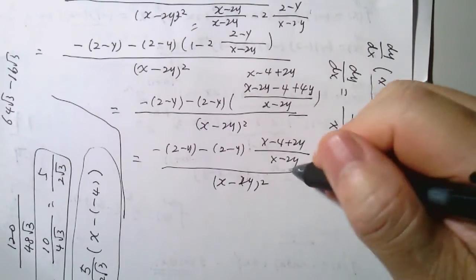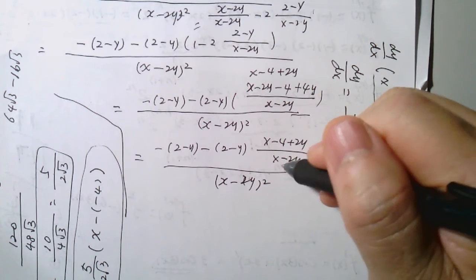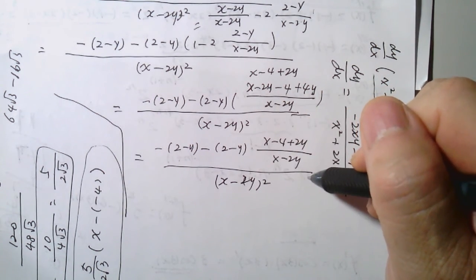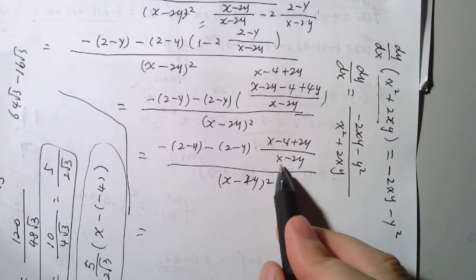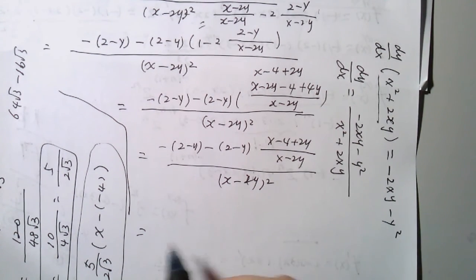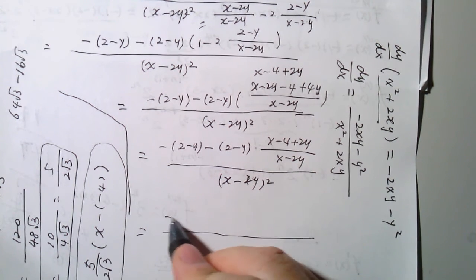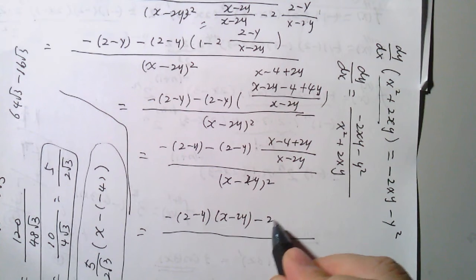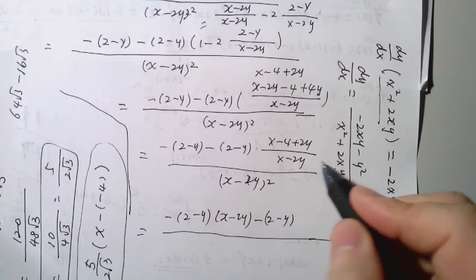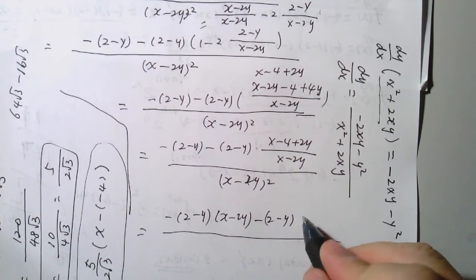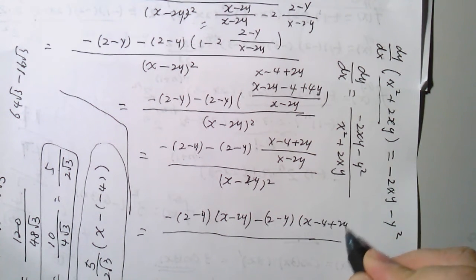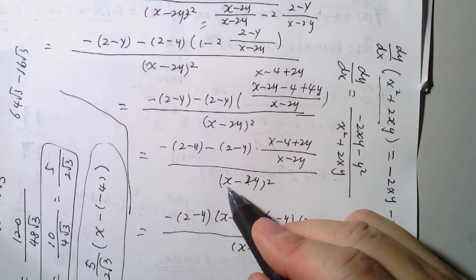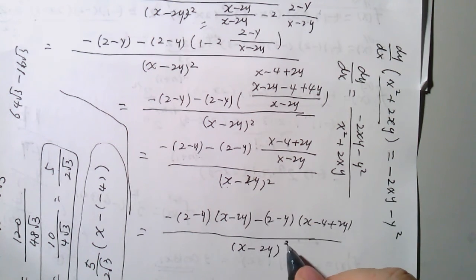Here you can combine them together, or you can multiply both numerator and denominator by x minus 2y. So you multiply x minus 2y to the numerator and the denominator. You get negative (2 minus y) times (x minus 2y) minus (2 minus y), because you multiply by x minus 2y, so that's canceled. You have x minus 4 plus 2y, and divide by (x minus 2y), because numerator and denominator both multiplied by x minus 2y, so that becomes cubed.